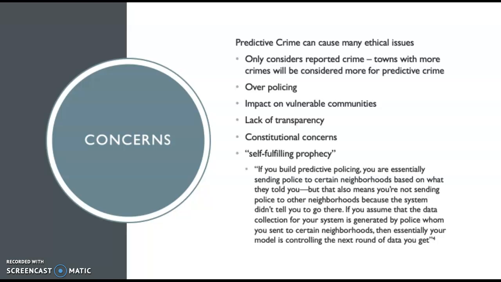So this brings me to the concerns about using this type of data analytics research. Predictive crime can cause many ethical issues, and there are multiple papers, scholarly and not scholarly, about this. It only considers the reported crimes, so from what I read, almost 50% of crimes aren't even getting reported. So towns with more crimes that are being reported are going to be considered as more predictive, and it's not even considering the ones that aren't being predicted. So we don't even know for sure if these crime rates are correct.